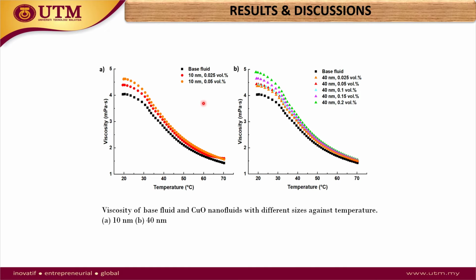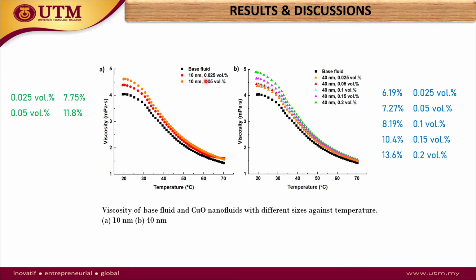So for the first result, we were comparing the base fluid result with our nanofluid result. We can see that the viscosity of base fluid is much lower than the nanofluids. And when we look at the lowest concentration of nanoparticles, which is 0.025%, we can see that the 10 nanometer copper oxide increases the viscosity of base fluid by 7.8%, and 40 nanometer copper oxide increased the viscosity of base fluid by 6.2%. And between these two particle sizes, it differs by only 1.6%, which is considered low.